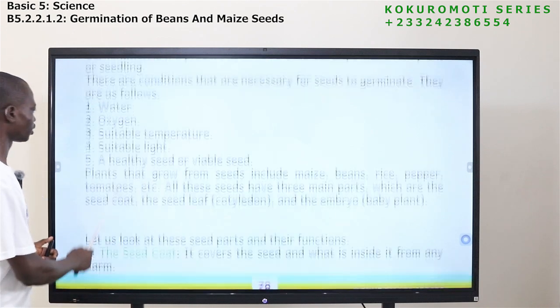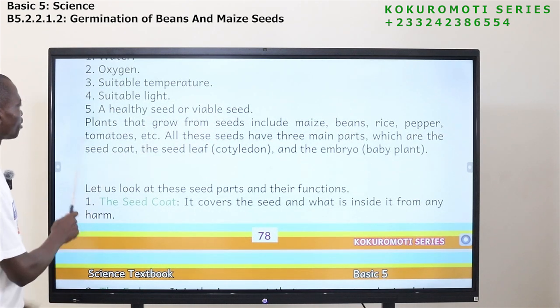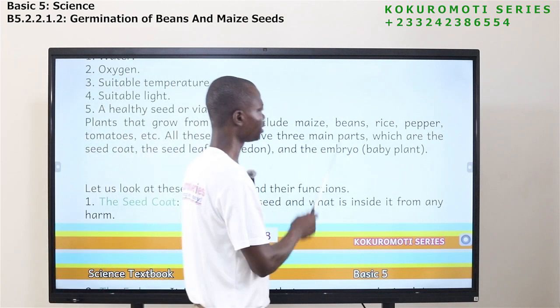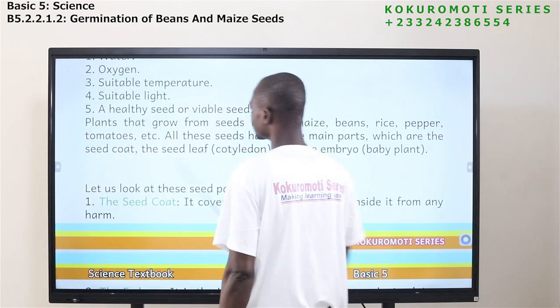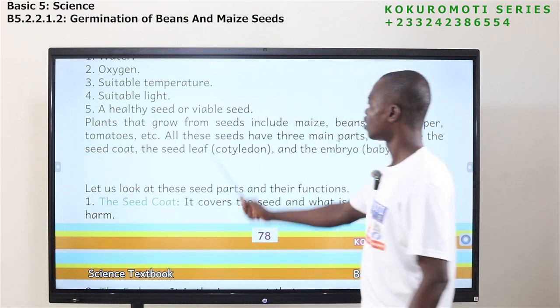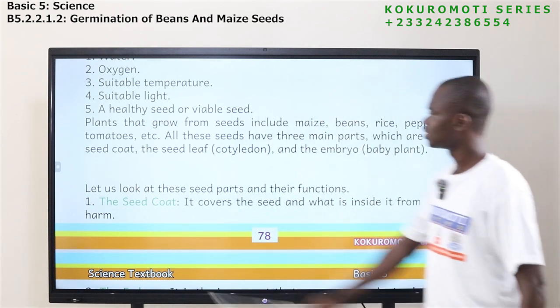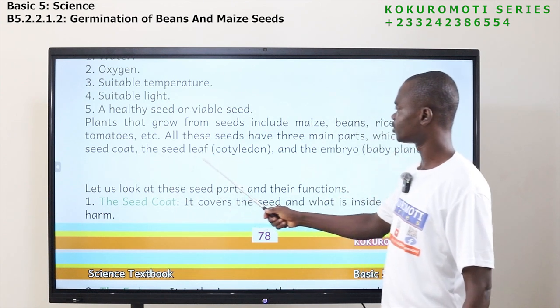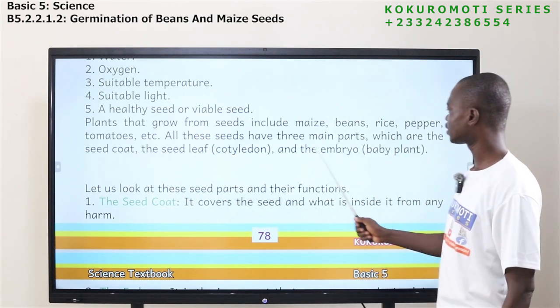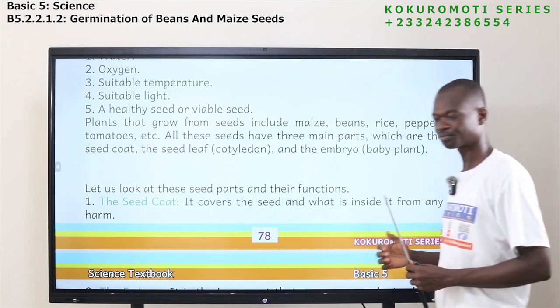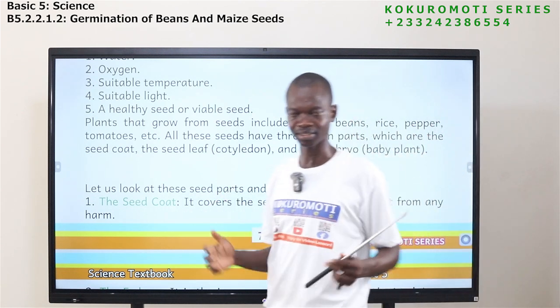Okay, so let's continue. Plants that grow from seeds include maize, beans, rice, pepper, tomatoes, etc. All these seeds have 3 main parts, which are the seed coat, the seed leaf, that is cotyledon, and the embryo, the baby plant. So all seeds have these 3 parts.